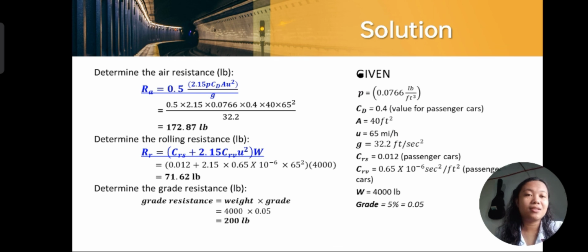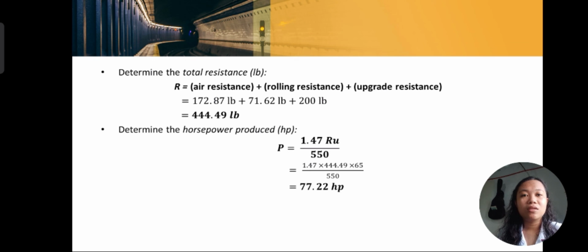Now the next step is we need to add all of the resistances to get the total resistance. So R is equal to air resistance plus rolling resistance plus the grade resistance, which gives us 172.87 pounds plus 71.62 pounds plus 200 pounds, which is equal to 444.49 pounds.